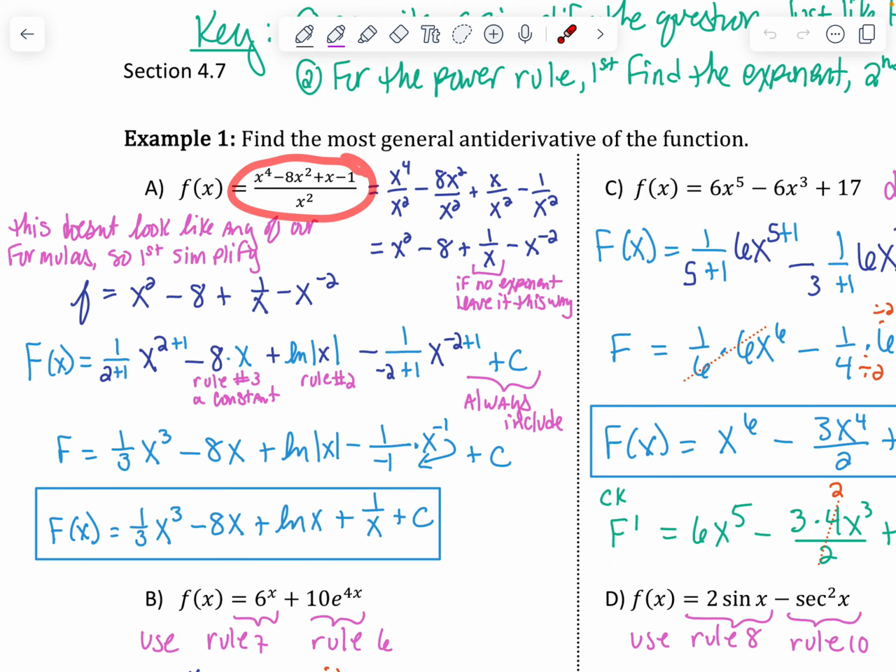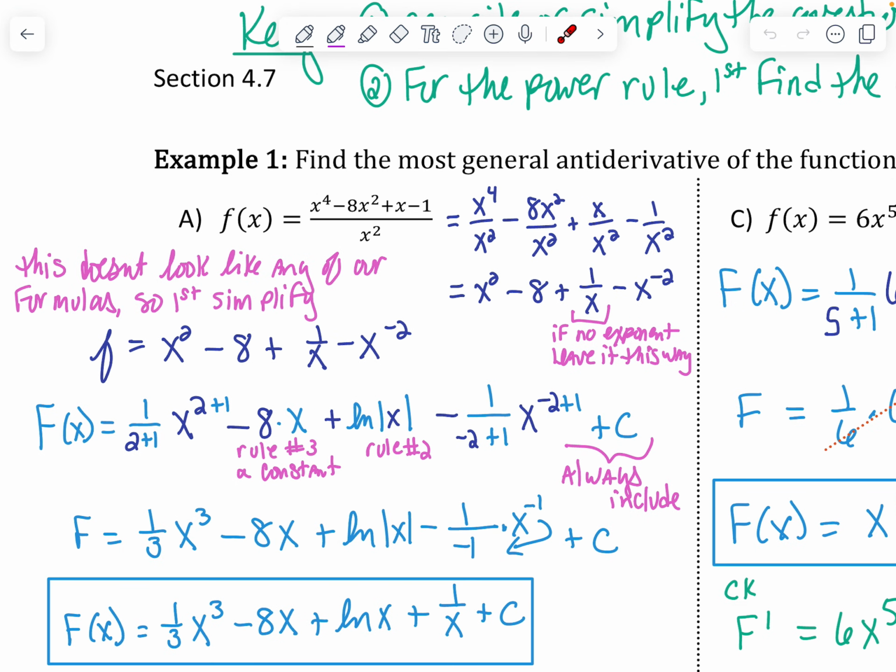Now, what we were saying, though, is sometimes you're going to need to simplify the question. This looks like it would be a quotient rule, but I'm lucky. I'm dividing by a monomial. So this doesn't look like any of the formulas that we were given because I need to simplify first. Whenever you have a monomial in the denominator, you can divide every single term by that monomial and simplify each term. In this case, I'm going to leave this middle term as 1 over x, or you could have written this as x to the negative 1, but I definitely want to write x to the negative 2 for the last term.